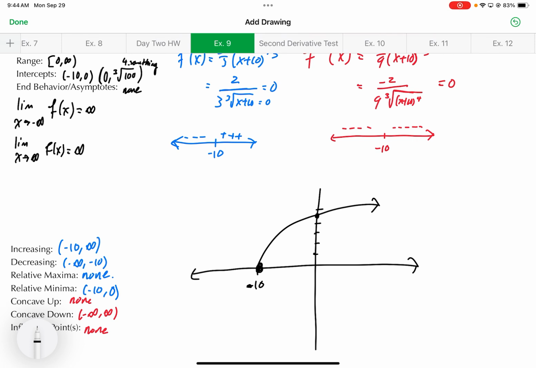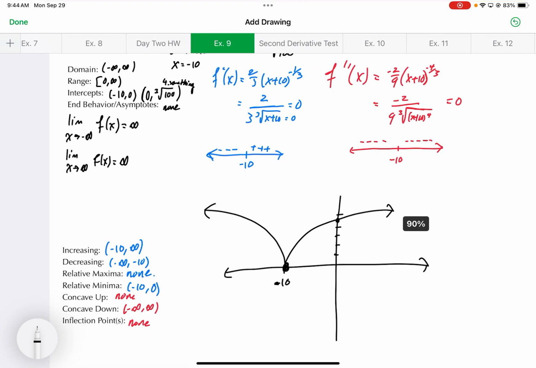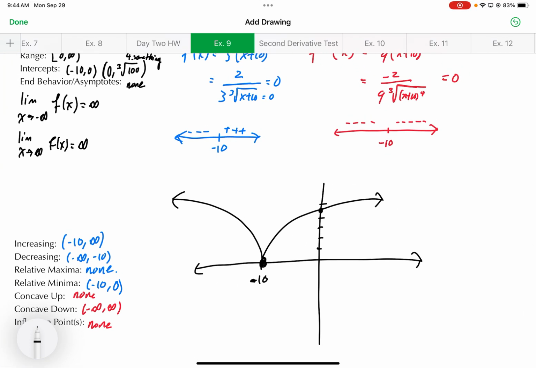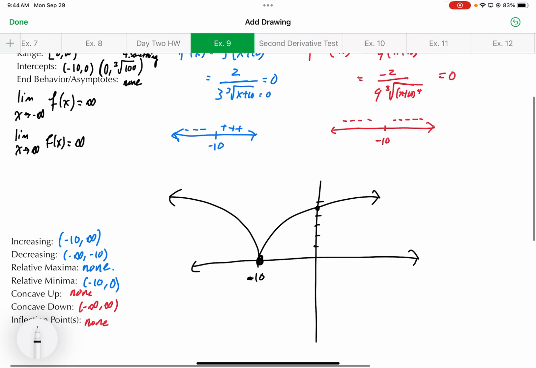So it's going to look something like that. And then the left side, I mean, shoot, it's also concave down. So it has to have the same shape where it's like spilling water. So it's going to look something like this. Or I'm sorry, it's decreasing, so left to right, negative infinity to negative 10, it's got to be decreasing. So it's got to come from above and go down. So it's going to look like that.